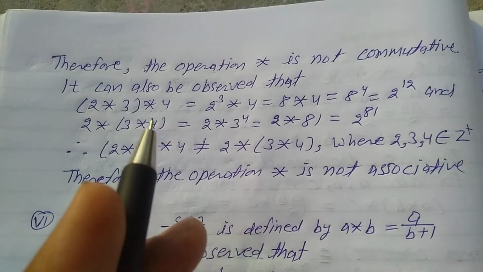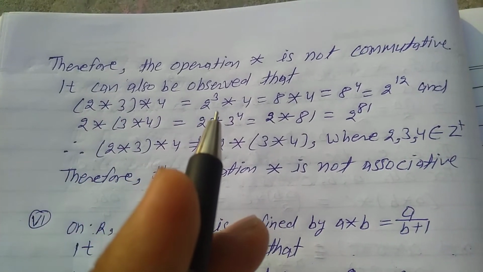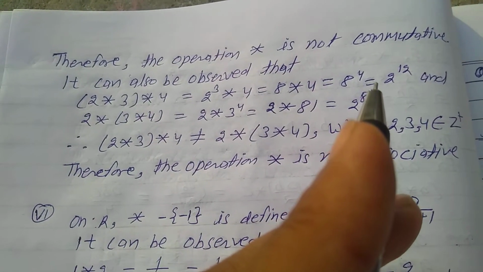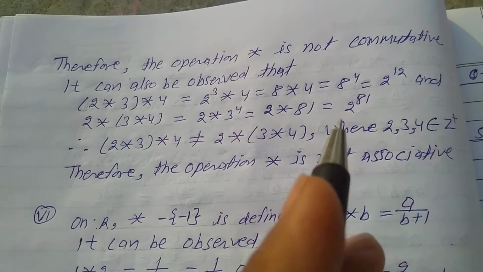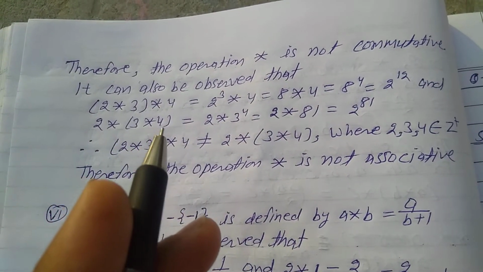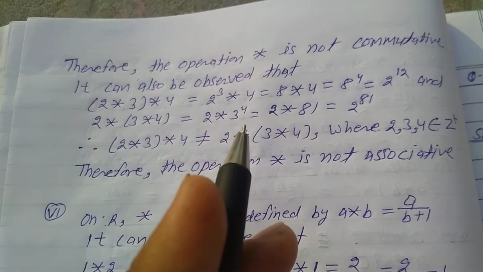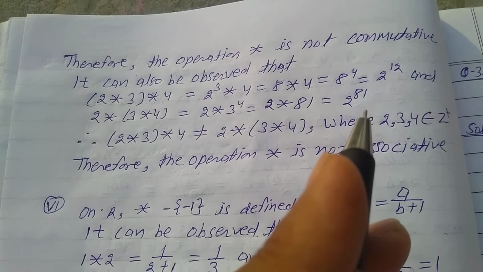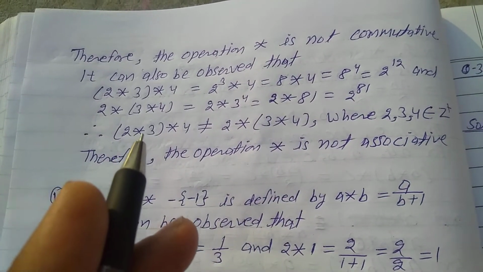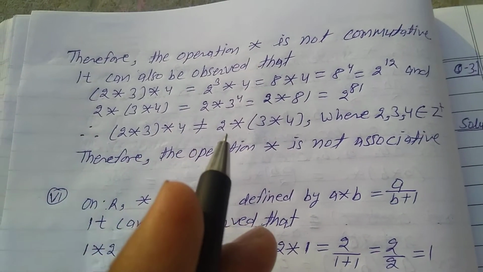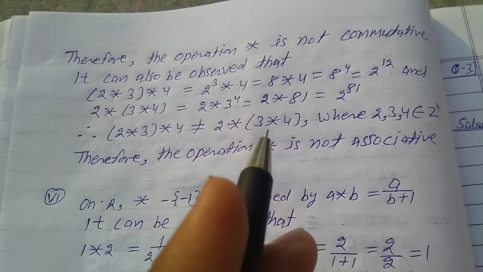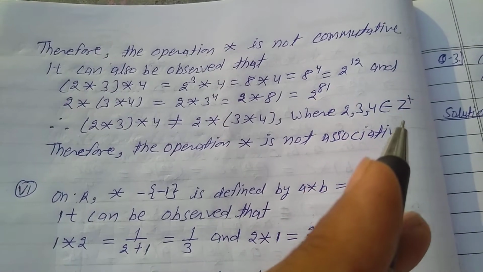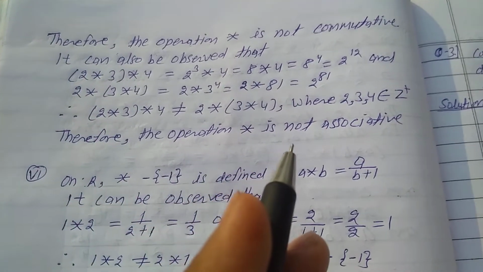It can be observed that (2 star 3) star 4 is equal to 2 power of 3 star 4, which is equal to 8 star 4, which is equal to 8 power of 4, which is equal to 2 power of 12, and 2 star (3 star 4) is equal to 2 star 3 power of 4, which is equal to 2 star 81, which is equal to 2 power of 81. Therefore, (2 star 3) star 4 is not equal to 2 star (3 star 4), where 2, 3, 4 belongs to Z plus. Therefore, the operation star is not associative.